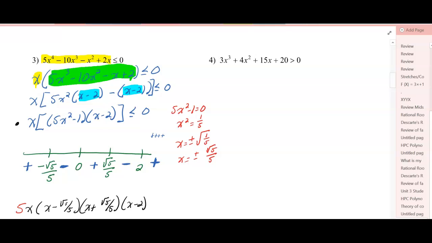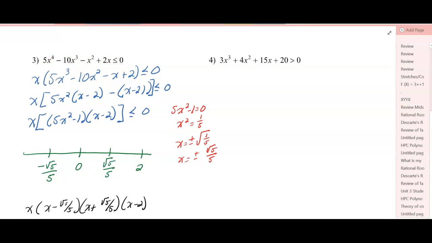However, if you don't like that, you can definitely test each interval if you do not like the alternating signs and using the x-intercepts.